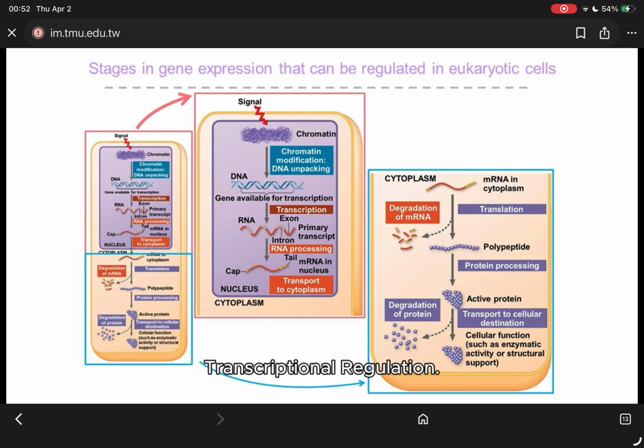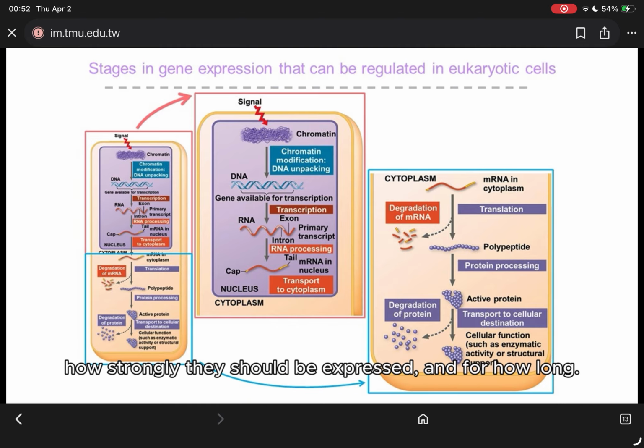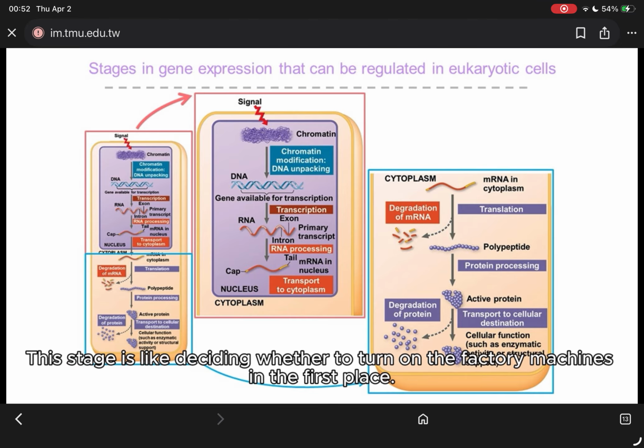Stage 2. Transcriptional regulation. This is the primary control point of gene expression. Cells use transcription factors, enhancers, and silencers to determine which genes should be turned on, how strongly they should be expressed, and for how long. This stage is like deciding whether to turn on the factory machines in the first place.